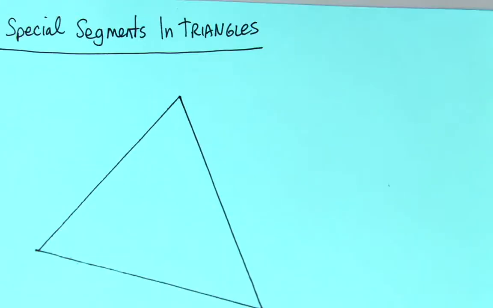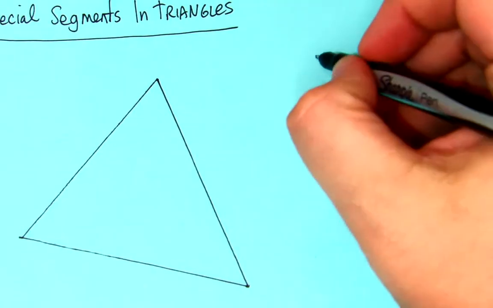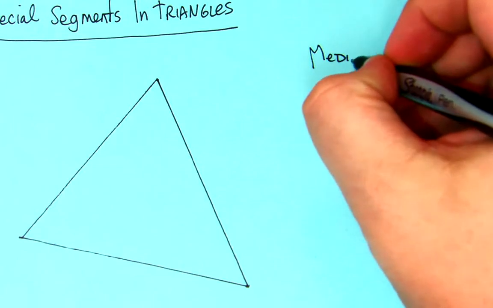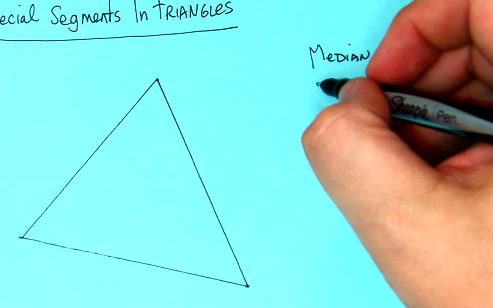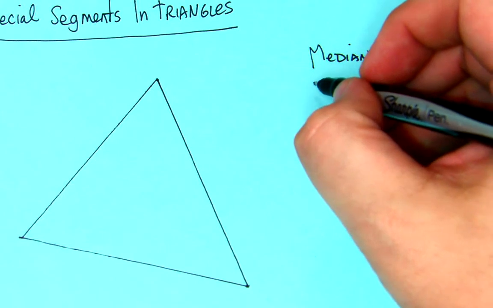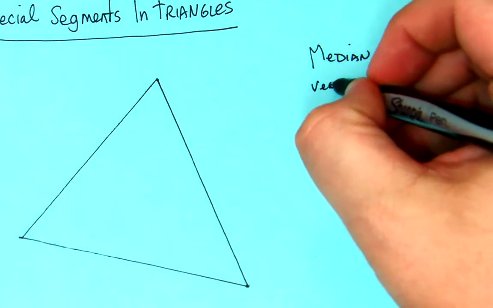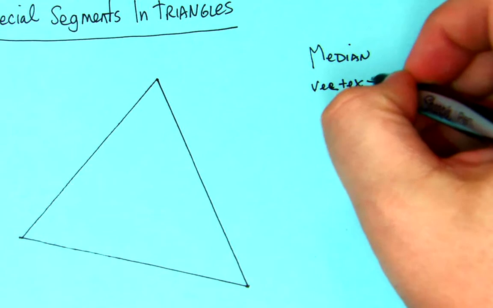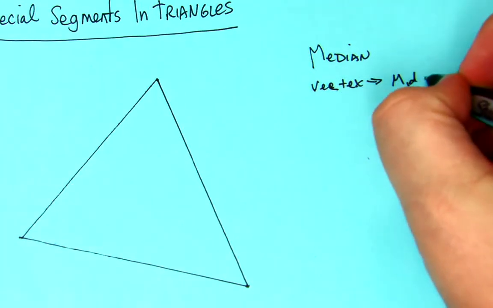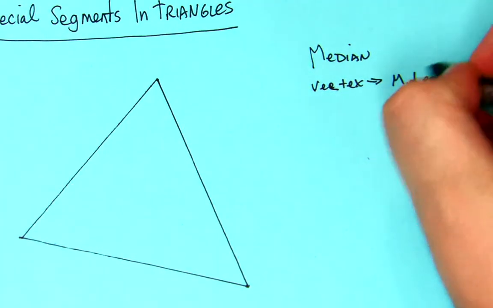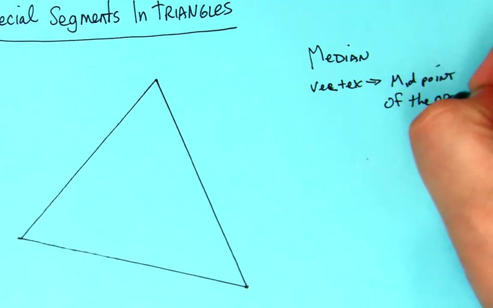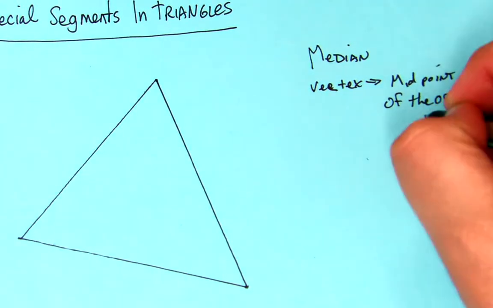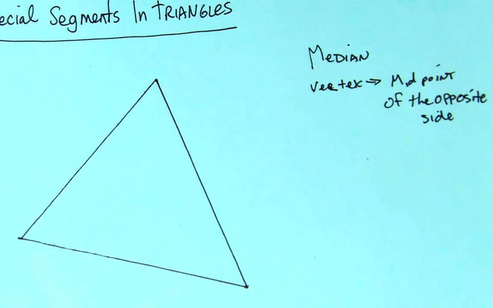So, now what we're going to create is something called a median. And a median is a segment that goes from a vertex to the midpoint of the opposite side. So we need to find some midpoints, 3 of them to be exact.